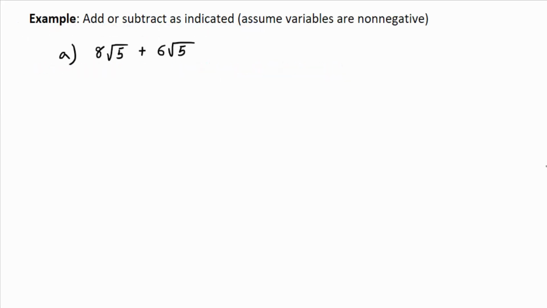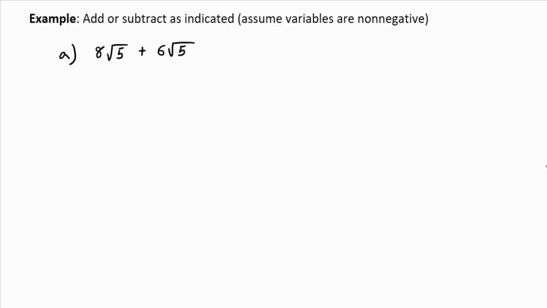Example, add or subtract is indicated. And we're going to assume all variables are non-negative. So if you were inventing the addition of radical expressions, let's talk about part A. 8 times the square root of 5 plus 6 times the square root of 5. How would you want to do it? Yeah, you treat the radical 5 like you would if it were an x, right? 8x plus 6x, you get 14x.